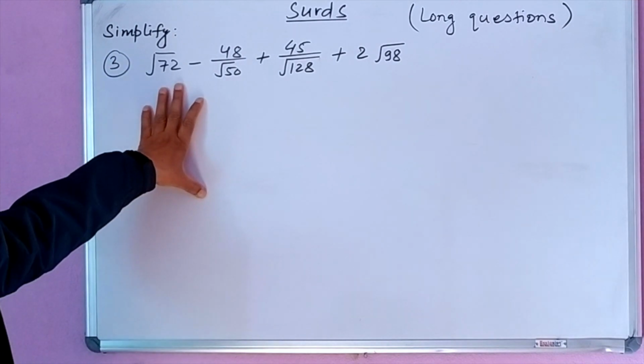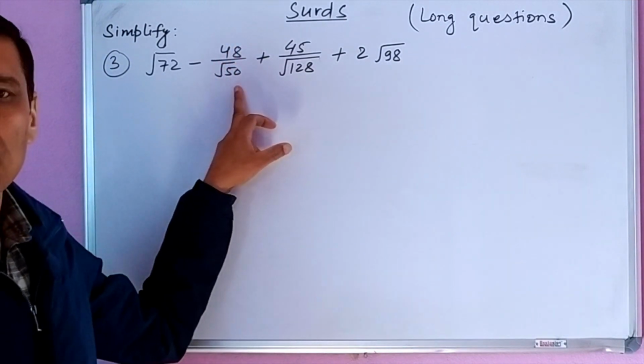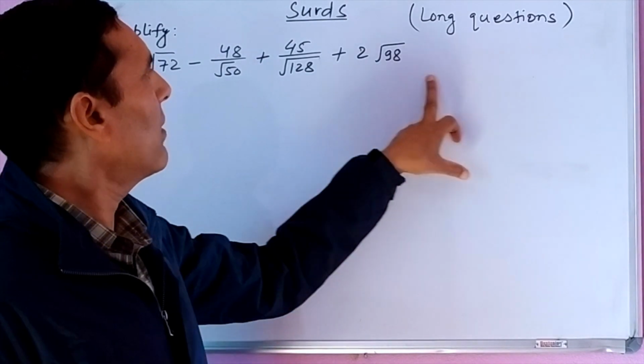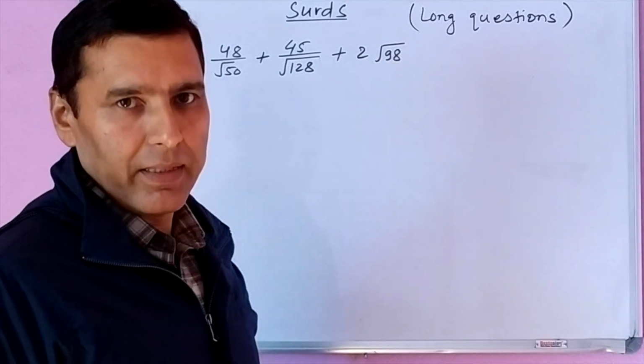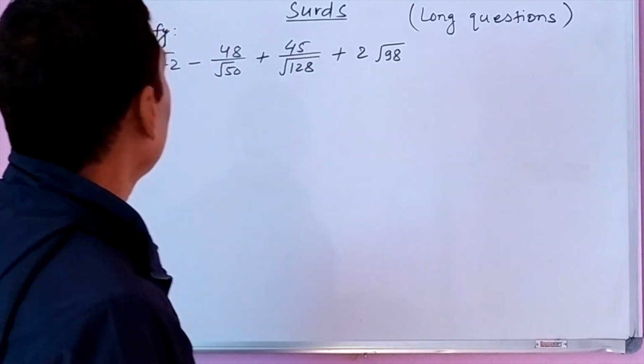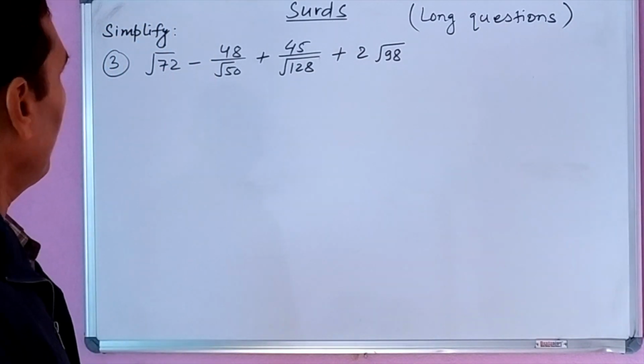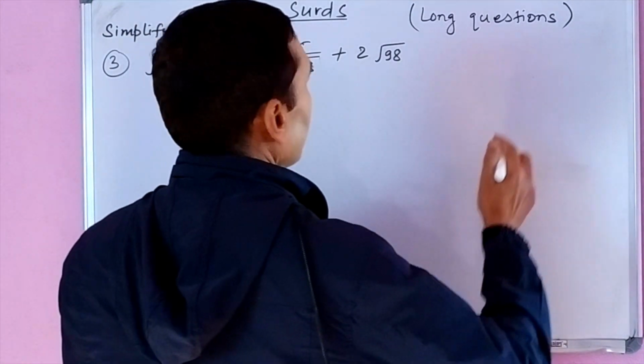Our question is under root 72 minus 48 upon 150 plus 45 upon under root 128 plus 2 under root 98. We have to simplify it. So first of all, this under root 72. So let's find the factors of 72.